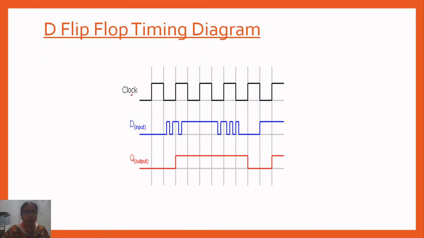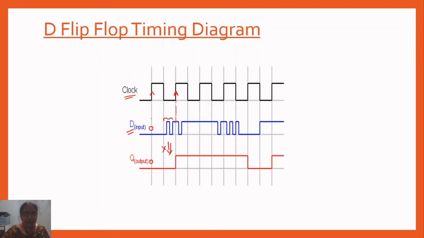In the D flip-flop timing diagram, you can see this is the clock signal and this is the D input signal. At the positive edge, if D is 0, output will be 0. At the next positive edge, whatever change takes place at the input in between is not reflected at the output. The change will only be reflected when the flip-flop is enabled, and that enabling is there at the positive edge of the clock.